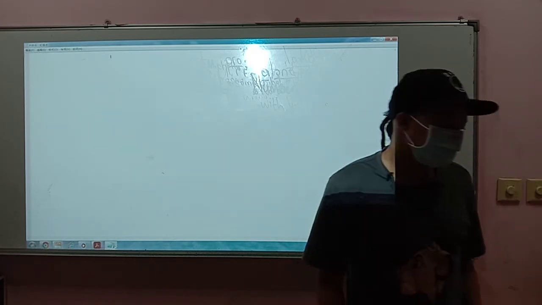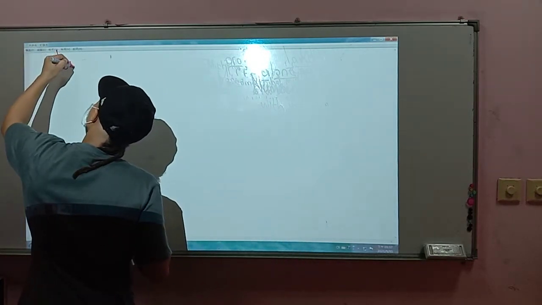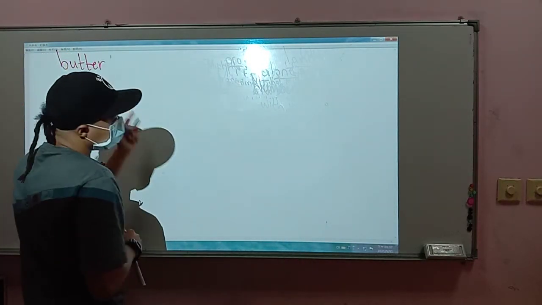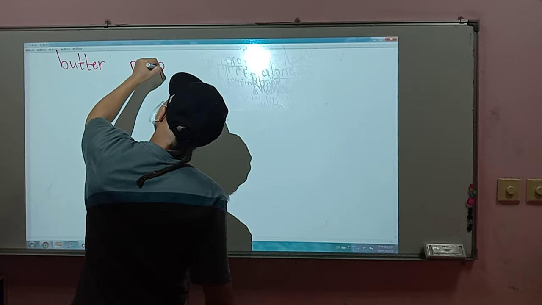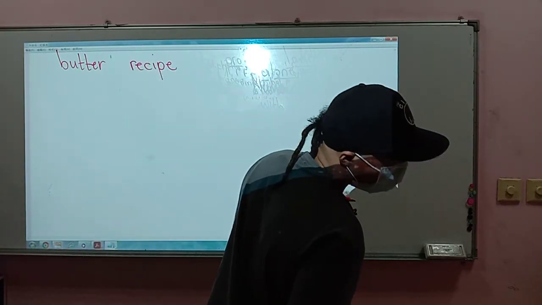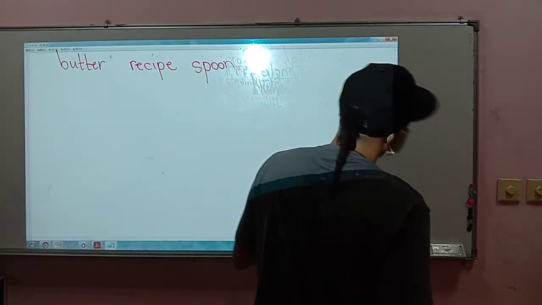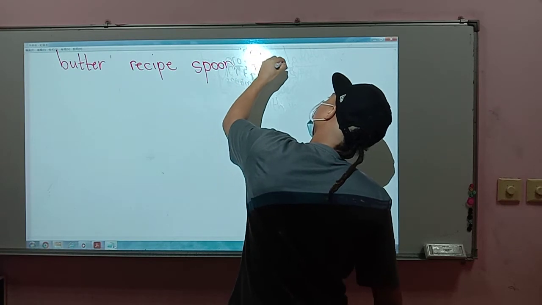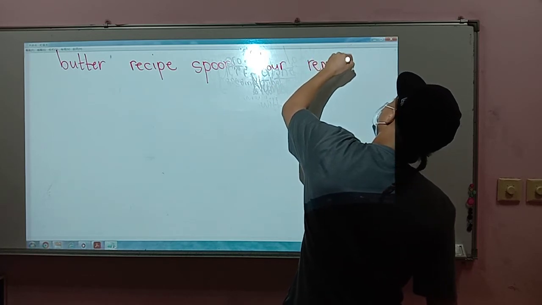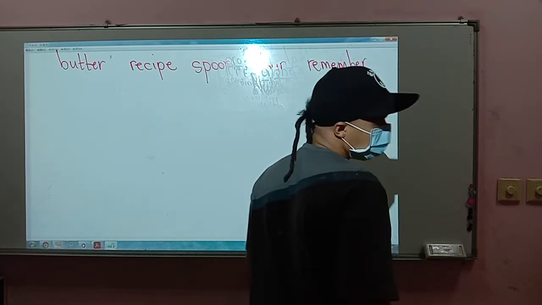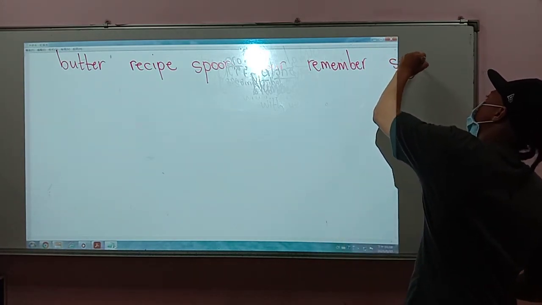Alright, so boys and girls, I'm going to go through the vocabulary with you, and the first one is butter. Okay? Next one we have is recipe. Then we have spoon. Okay? Flour. Then we have remember. Right? Remember. And last word is sugar. Okay, I'll just put it over here.